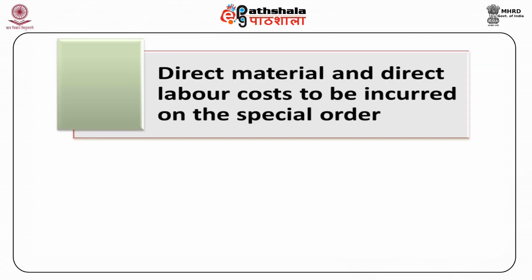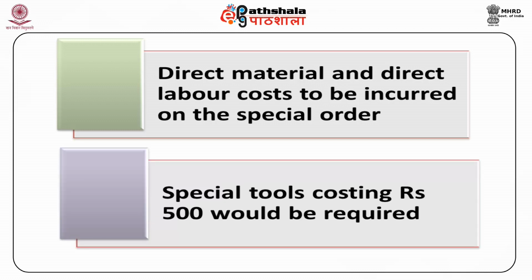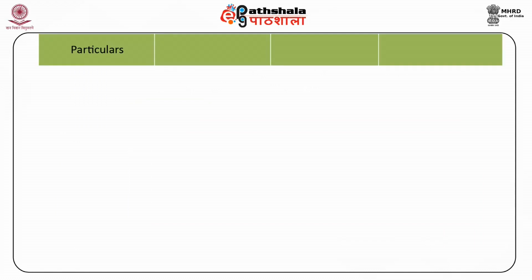Direct material and direct labor costs to be incurred on the special order are estimated to be of the same amount per unit as for the regular business. Special tools costing Rs 500 would be required to meet the specifications of the mail order house. We are required to prepare a differential cost analysis for deciding about the acceptance of the order. Let us prepare the differential cost statement.